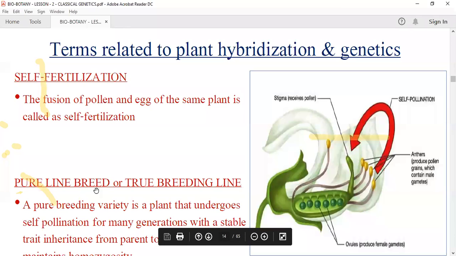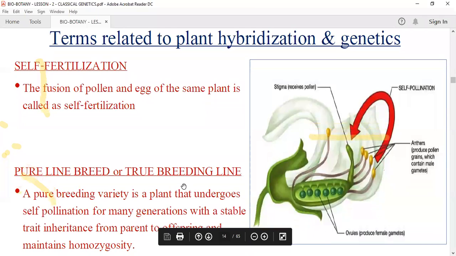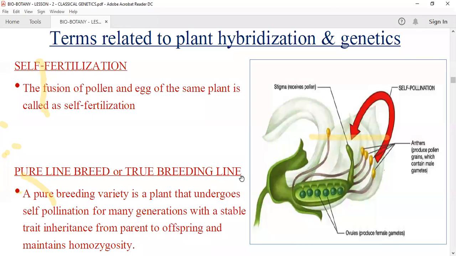And the next is the pure line breed, or the true breeding line. So what does pure line breeding mean? When he chooses one plant, he selects a plant as a parent, and that parent must be a pure breeding plant.